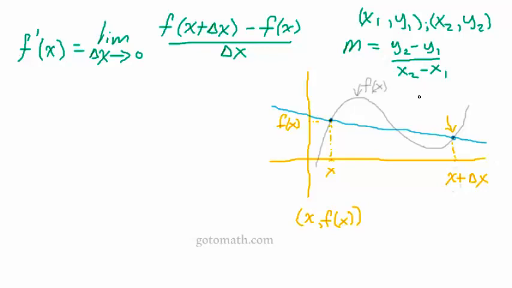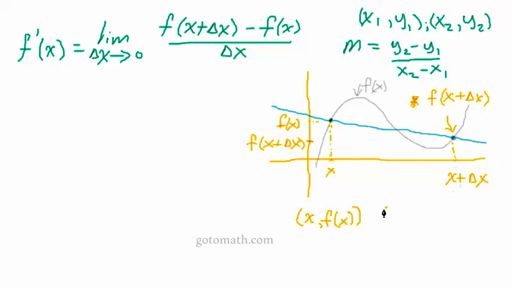Okay, this will be x. I was getting ahead of myself. The y value is f of x plus delta x. All right, that would be the y value. Somewhere over here is f of x plus delta x. That's the y value associated with that.